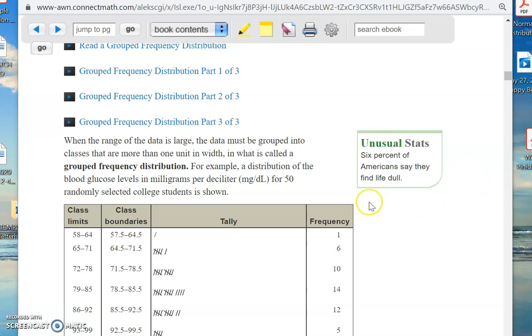Let's look at this table here. This is blood glucose levels. Now, blood glucose, that's just your blood sugar. So I'm almost out of time, so I'm going to end this video, and then we'll discuss this in my next video.